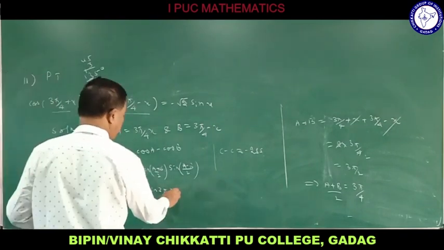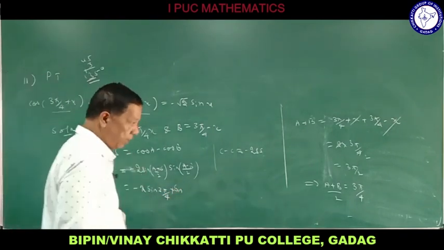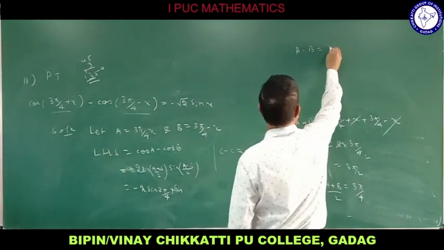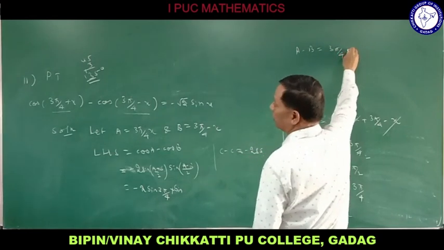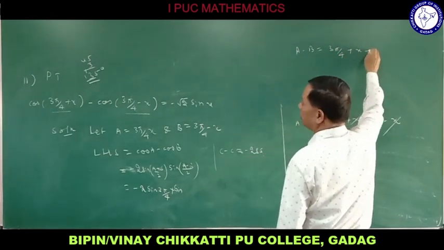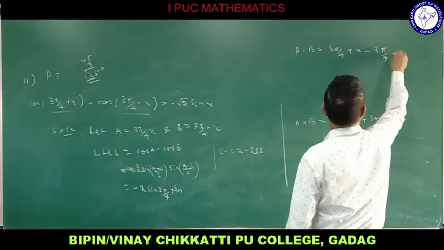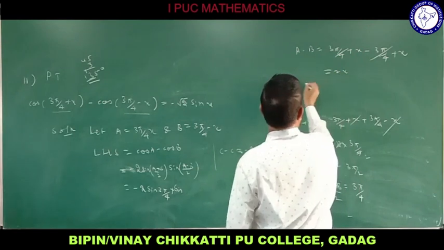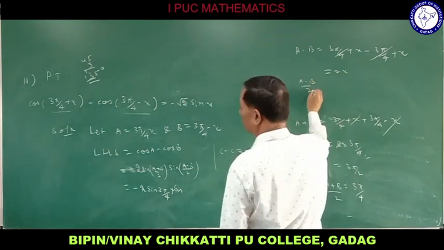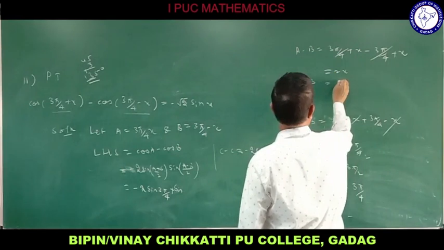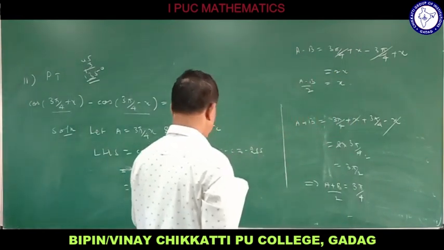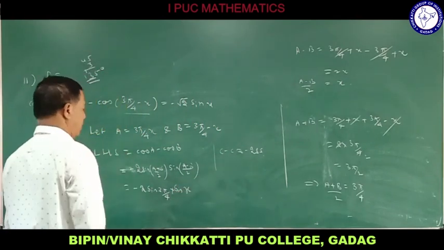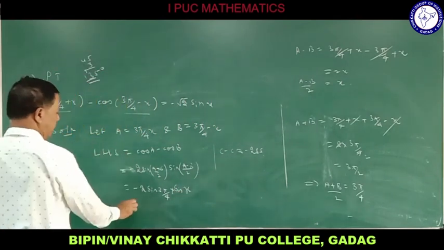And similarly you have to see what is A minus B. Look at this, A minus B. A is 3 pi by 4 plus x, minus 3 pi by 4 minus x. So it is cancelling, 2x you have got, and A minus B by 2 is simply x. So you have got only simply sin x. And now you have to tell what is the result here.